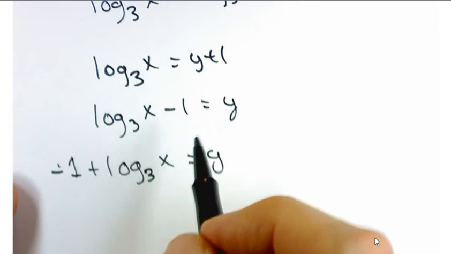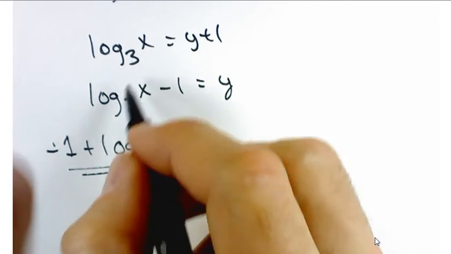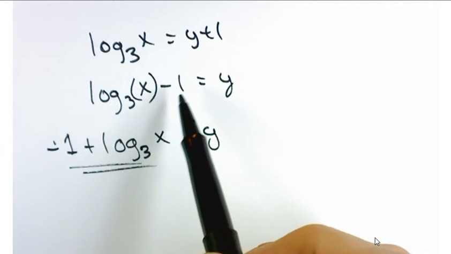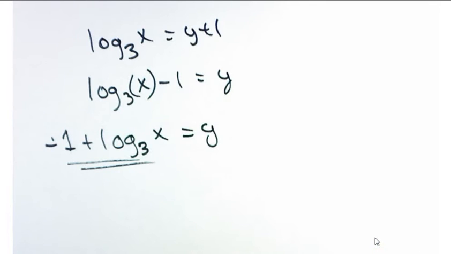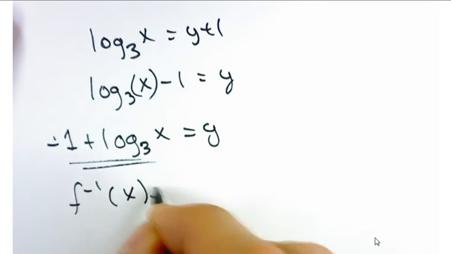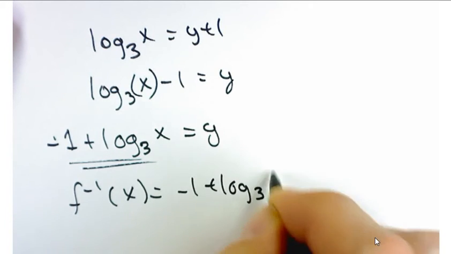So, yeah, I think I'm a little comfortable. Parentheses would be fine. Yeah, just something that makes sure that that negative 1 is not part of the argument of the logs. So f inverse of x is negative 1 plus log base 3 of x.